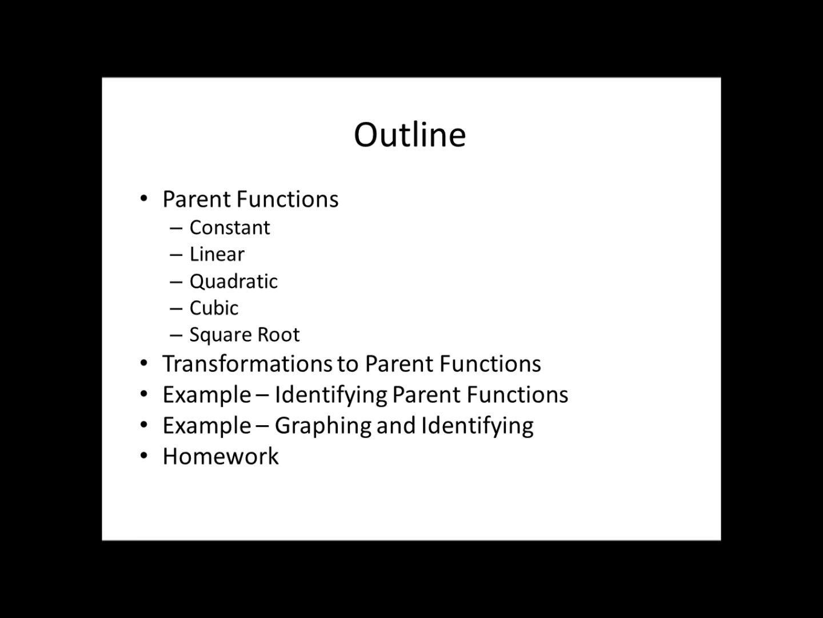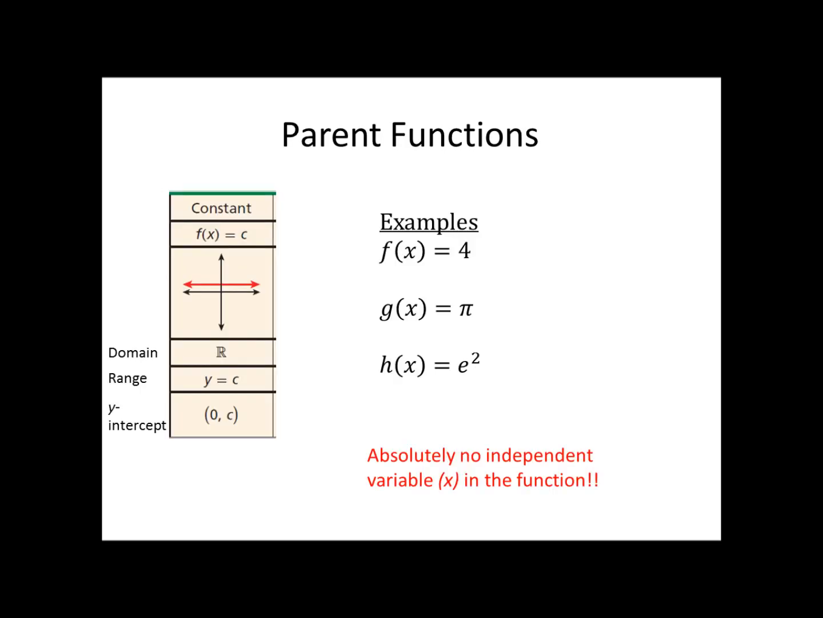parent functions. So, our first type of parent function is what we refer to as the constant function, f of x equals c. This makes a nice straight horizontal line graph. The domain for this, that is where the x values are for this graph, is any real number. The range, that is the y value, is limited to that constant value c though. And the y-intercept for this graph is the point 0, c.